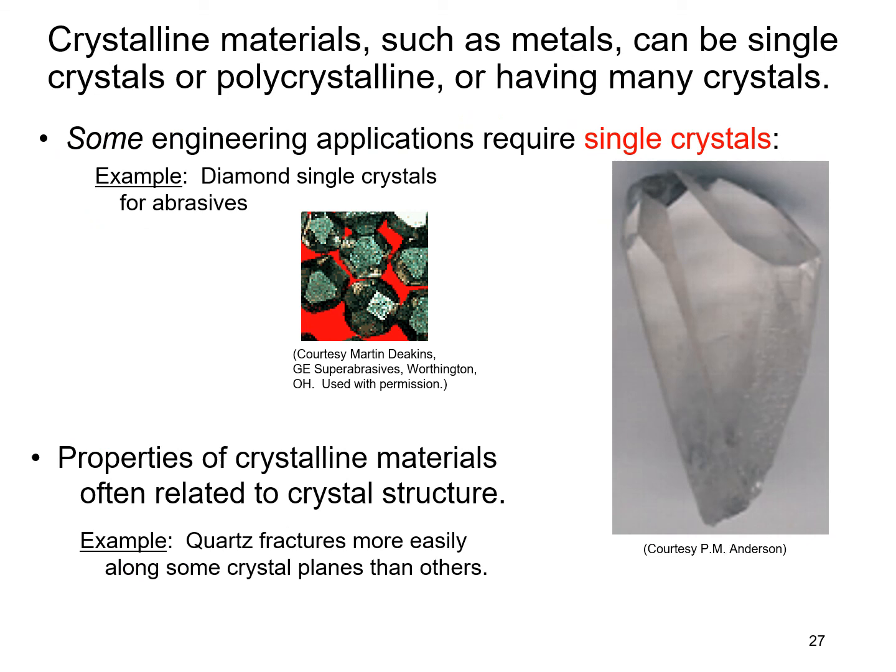Crystalline materials, such as metals, can be either single crystals or polycrystalline, having many crystals within them. There are some engineering applications that require single crystals. For example, diamond single crystals are used for abrasives. Those abrasives are usually grown in the lab and are not natural diamonds. Properties of crystalline materials are often related to the crystal structure itself. For example, quartz is going to fracture along the crystal planes because some of the planes have weaker bonds than others.